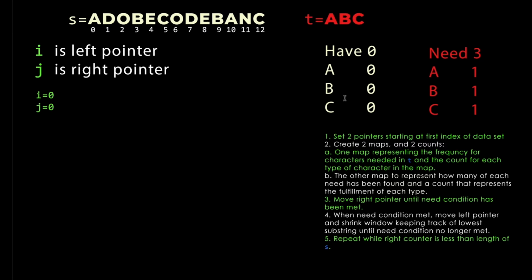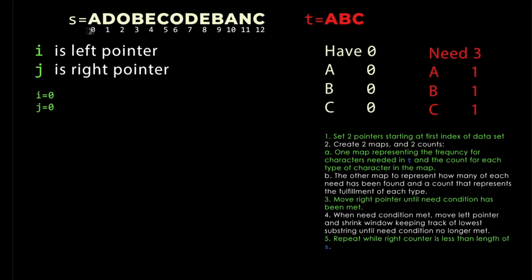And so the have map and our have count are initialized at 0, because obviously we're going to be starting from the beginning of string S, and thus far we have not done anything. So the startup values are 0. And we have our 2 pointers, our left and right pointers, as is the case with the sliding window pattern. And we're going to be starting at I equal to 0 and J equal to 0.